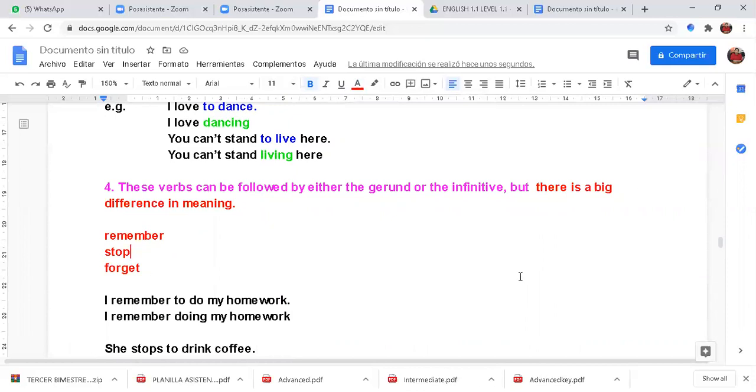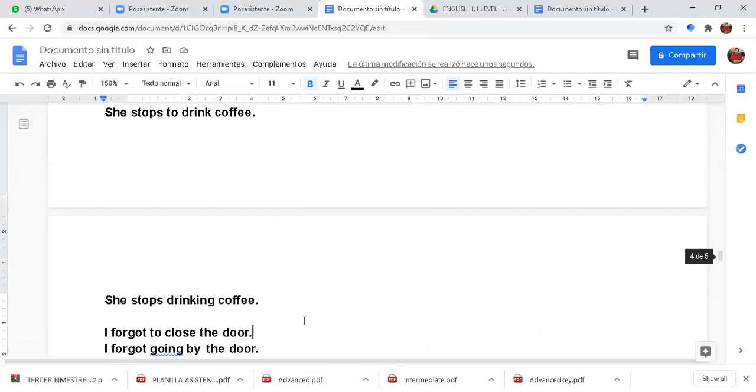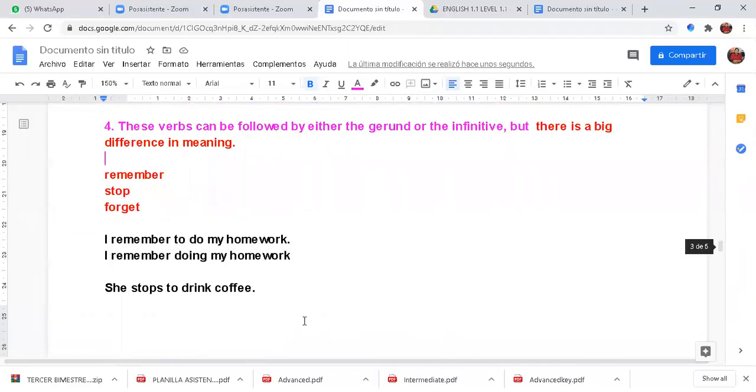Remember, stop, forget, okay? So, I will explain these 3 verbs, how they are different in meaning. I remember to do my homework. Okay, so what does it mean? So I remember to do my homework. Something that you remember to do. Okay, and infinitive.